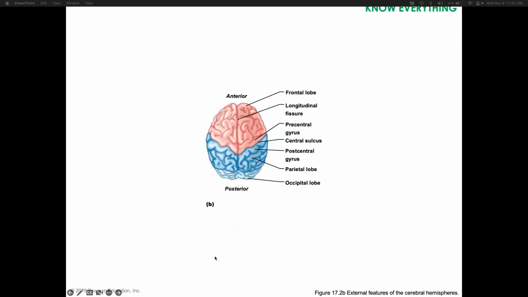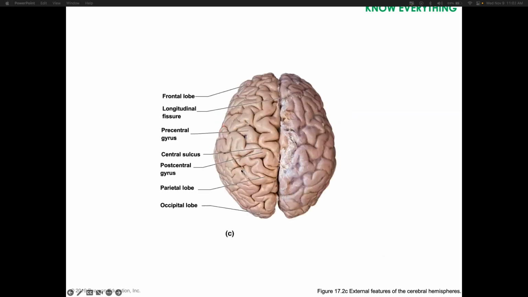And then this image shows the top of the brain, and you can see again that longitudinal fissure separating it into left and right hemispheres. And then you can also see that central sulcus separating the anterior and posterior portions of the brain. And this is the same image as before, except it's a real life cadaver image of a human brain. Here you can see that really prominent longitudinal fissure down the middle.